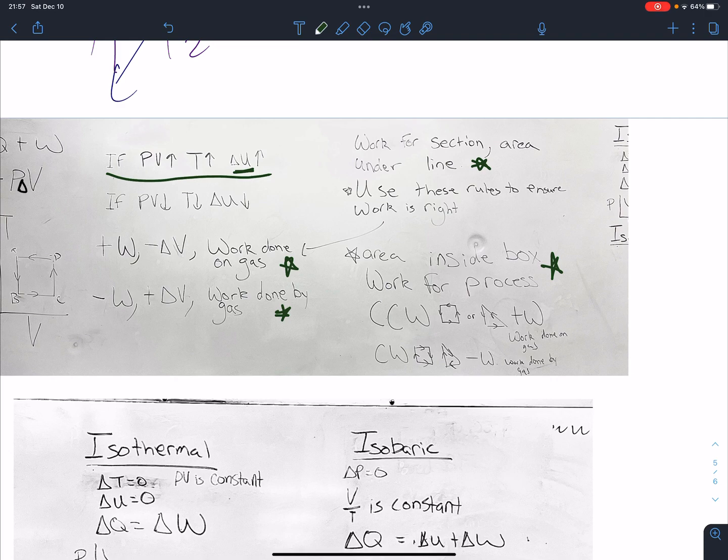If it's counterclockwise, work is done on the gas. Clockwise, work done by the gas. And remember that work done by the gas is negative and work done on the gas is positive.